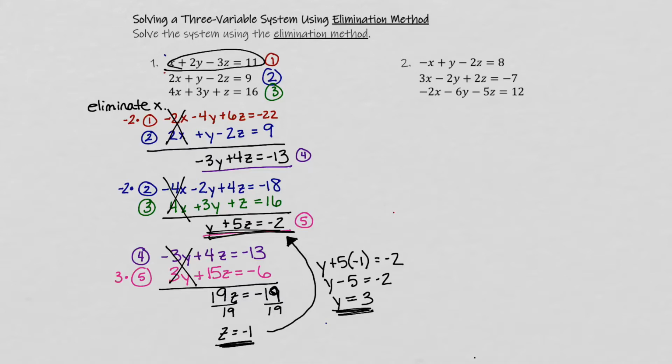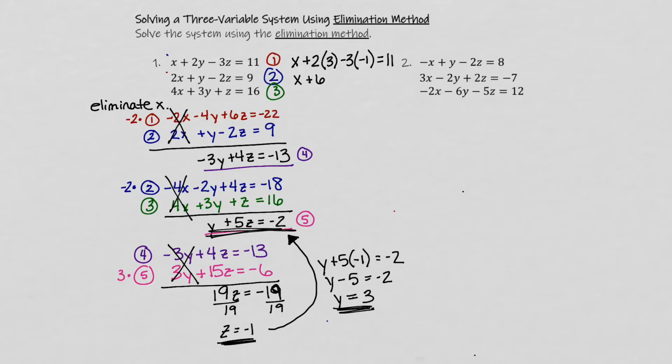So now I have z, I have y, and I'm going to take both of them and substitute them into one of my original equations. Doesn't matter which one. I'm going to pick the top one. It just has no coefficient in front of x, which is what I'm trying to solve for. So I end up with x plus 2 times y, and we just said y was 3, minus 3 times z, which we said was negative 1, and that equals 11. So I have x plus 6 plus 3 equals 11, x plus 9 equals 11, subtract 9 from both sides, so x is going to equal 2.